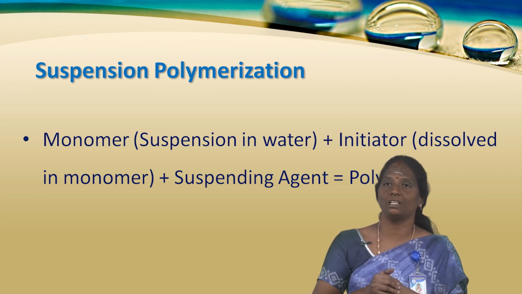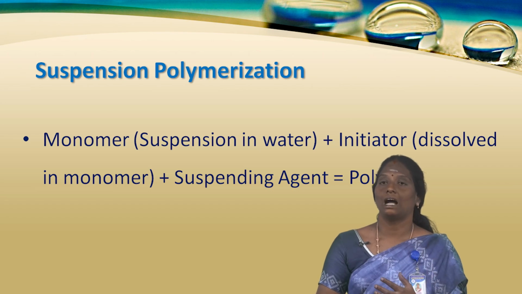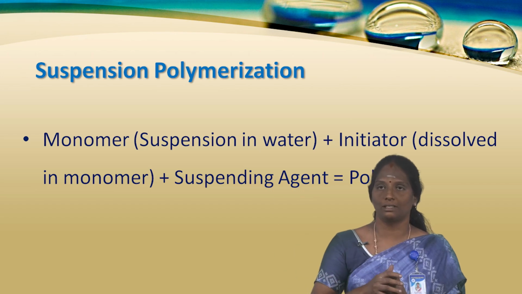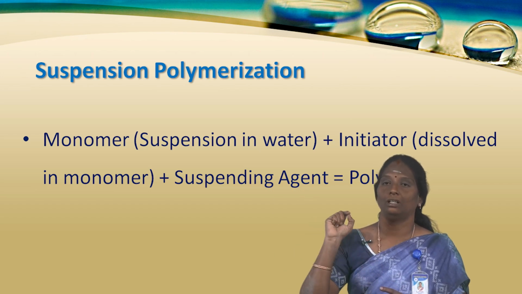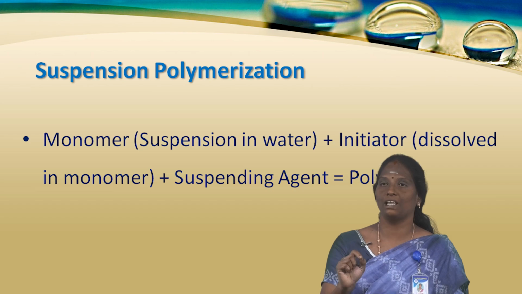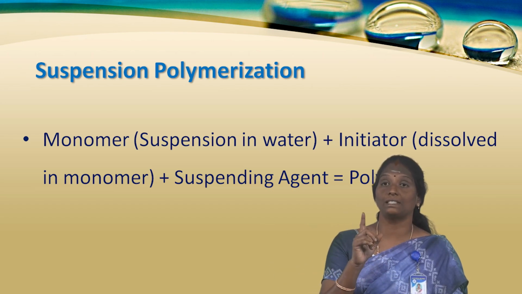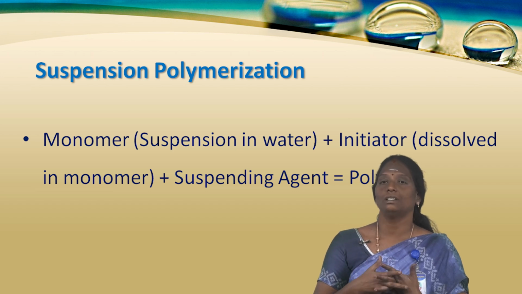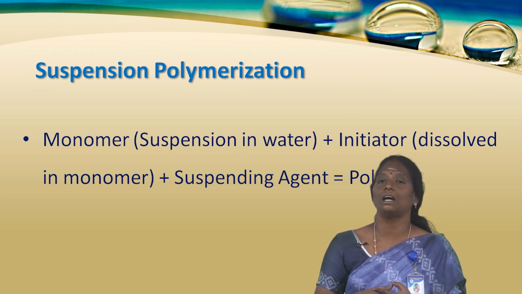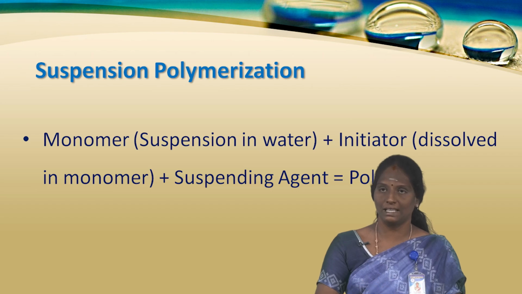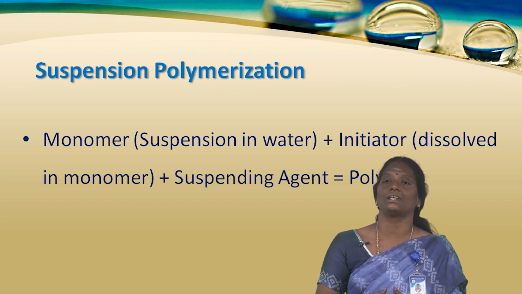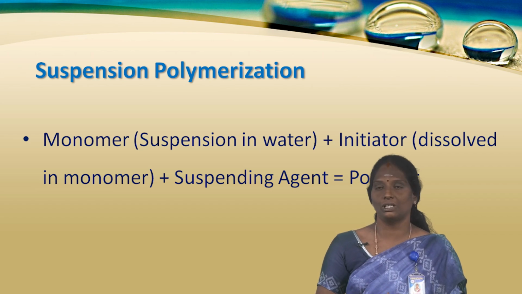What are the disadvantages? This method is applicable only for water-insoluble monomers. Okay, this is a very important point. This polymerization is applicable for water-insoluble monomers only. Control of particle size is difficult. These are the disadvantages. What is the application? Polystyrene beads prepared by this polymerization are used as ion exchangers. So, this technique is used in a heterogeneous system.